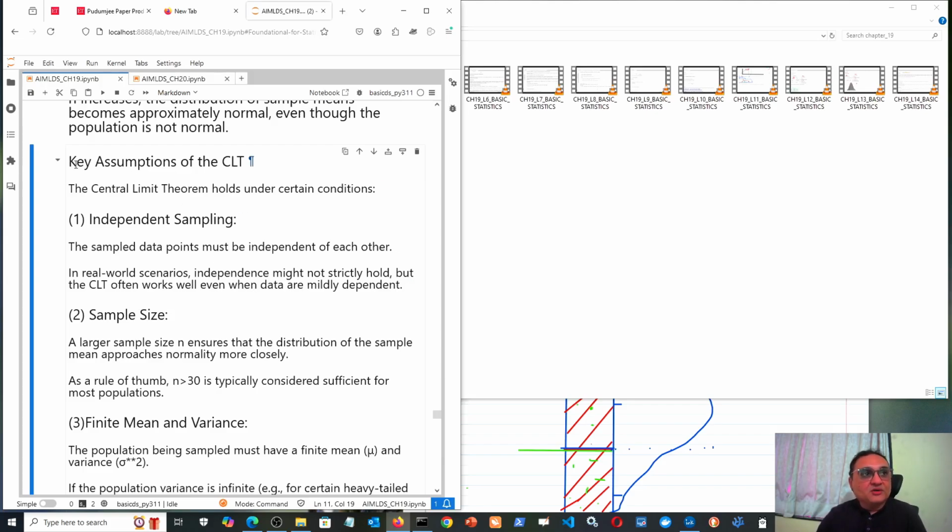Now here we want to talk about the key assumptions of the central limit theorem, that is, under which conditions you can use the central limit theorem. So the first assumption is independent sampling.